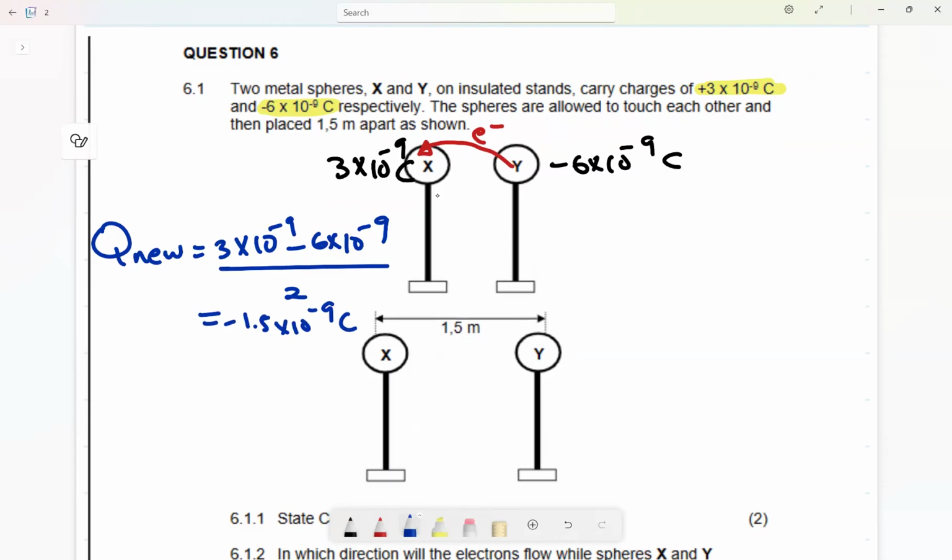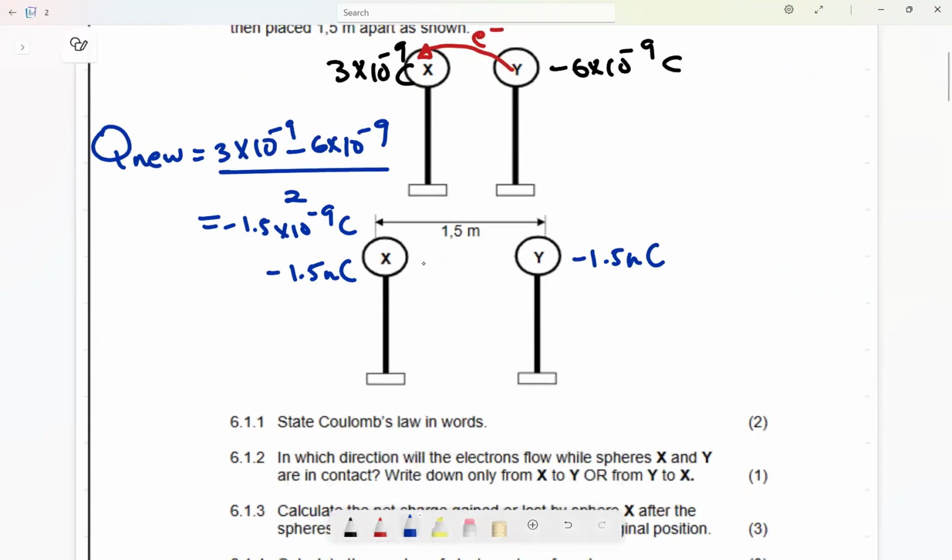Let me quickly confirm that. 3 times 10 to the power of -9 minus 6 times 10 to the power of -9, divided by 2. Very good. This is their new charge after contact. Nanocoulomb, remember, is the same as times 10 to the power of -9.